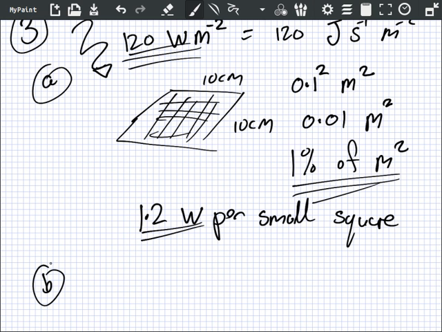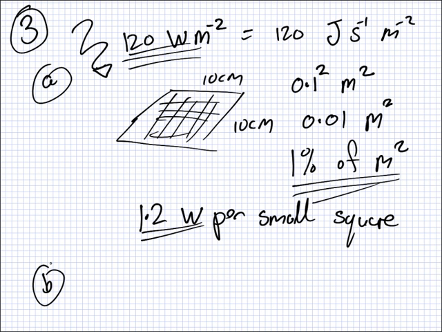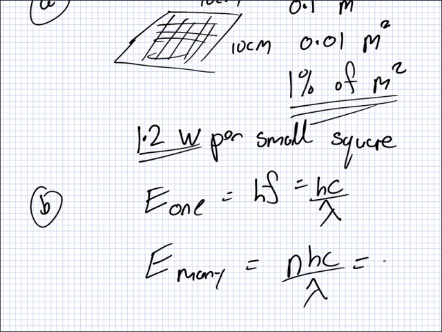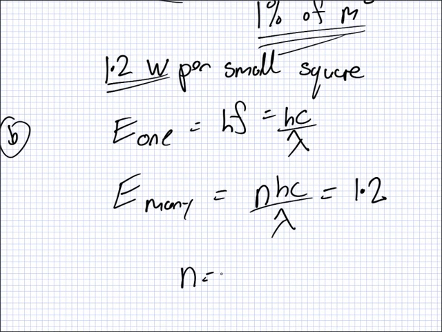B. How many photons are in this energy? How many photons do we need? For one photon, the energy is hf, which is also hc over lambda. But if we have many photons, all we have to do is multiply by how many we have. And we know that this is supposed to equal 1.2. So by rearranging, I can get n is 1.2 lambda over hc. And the lambda, we said, is 650 nano.